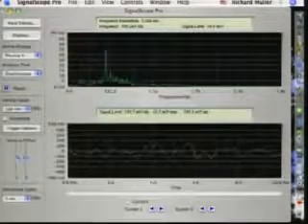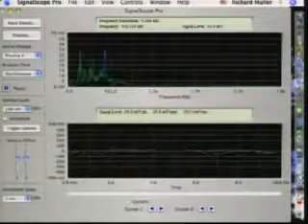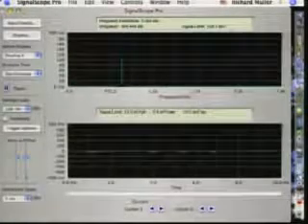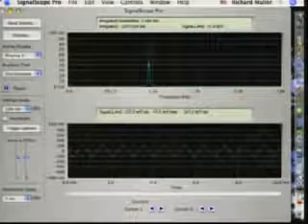So that's about 500. 500 vibrations per second. That's what's hitting your ear. That's about 1,000.